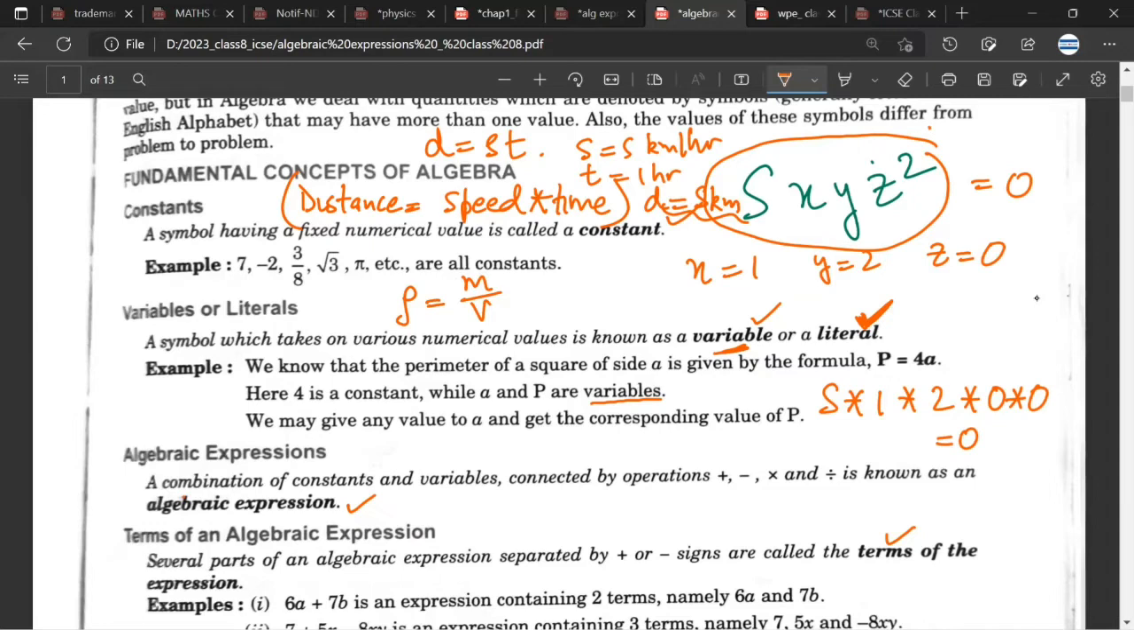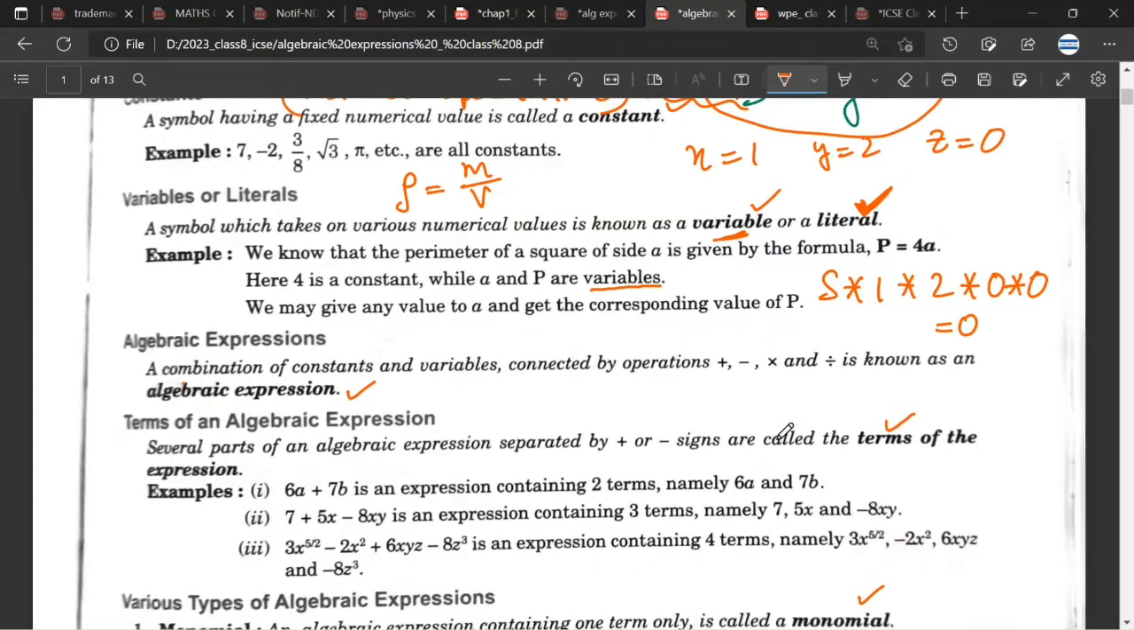So distance is equal to speed into time, in this case, d, s, t, all three are variables. You don't know the value which they can take. Are we clear? So these are the two most important terms which would be used in algebra. One would be the constant, the second would be the variable. Or in this book they have used a word literal. You can skip using this word because I'll be using this variable term again. Any doubt in that? Okay.